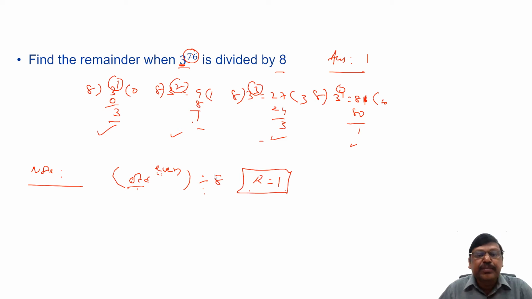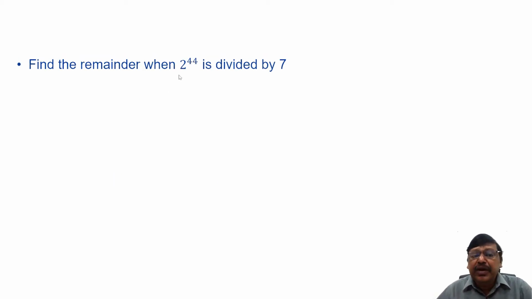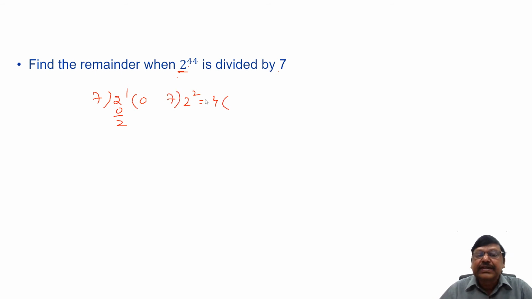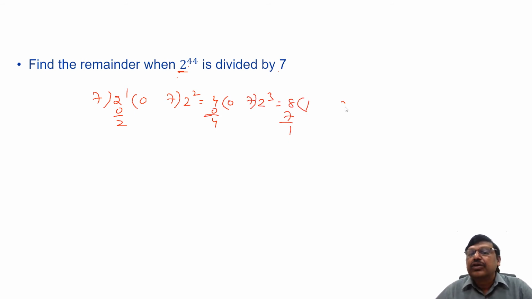Let's take up one more example. Find the remainder when 2 power 44 is divided by 7. Again, we have to take powers of 2 divided by 7. What is the remainder? 2 power 1, 7 zeros, remainder is 2. 2 square is 4, again 7 zeros, remainder is 4. 2 cube is 8, 7 ones are 7, remainder is 1.